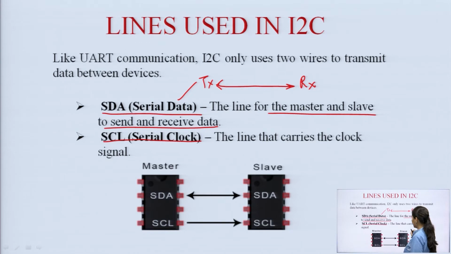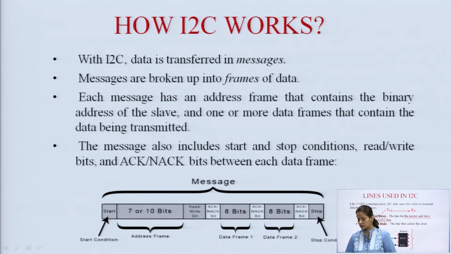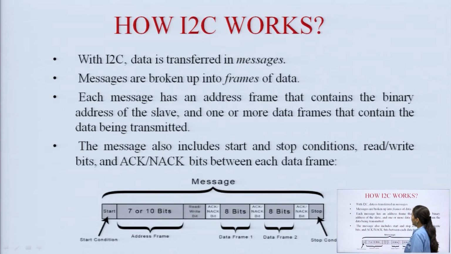So, here the exact figure is shown for the master and the slave. There are only 2 lines, SDA in both the master and the slave and SCL in both the master and slave. So, SDA is connected to SDA and the clock signal is connected to the clock of the slave. In this way only 2 lines are used for signal transmission between the receiver and the transmitter in case of I2C. How does I2C work?